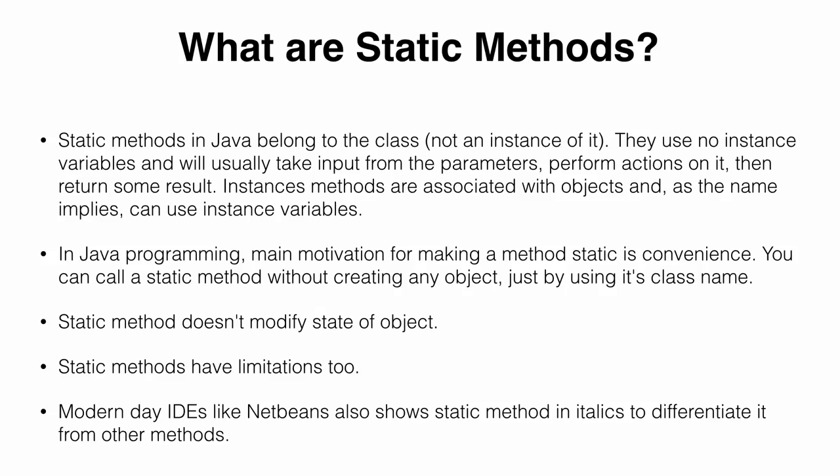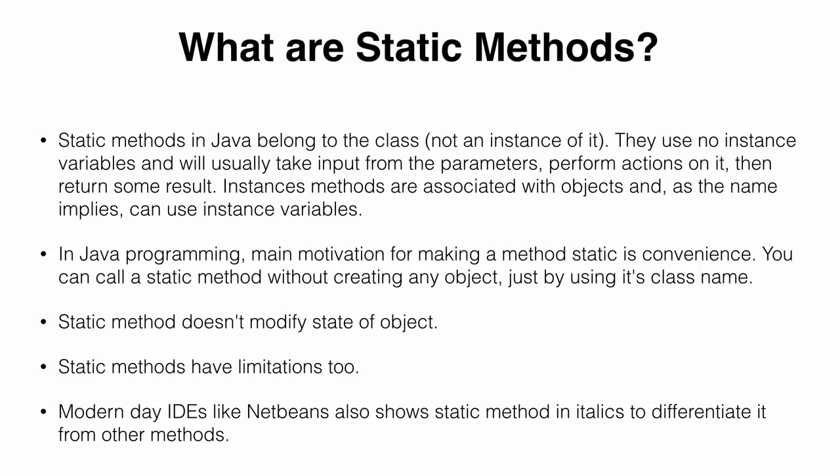They use no instance variables and will usually take input from the parameters. So that basically means if we have a method, we're passing into the particular method some parameters. It's like a multiplication method. So if we're passing in 2 and 5 and we're getting, say, 10 returned, that's a good reason to use a static method, basically because we have no instance or local variables for that particular method. We're just using stuff that we're passing in.